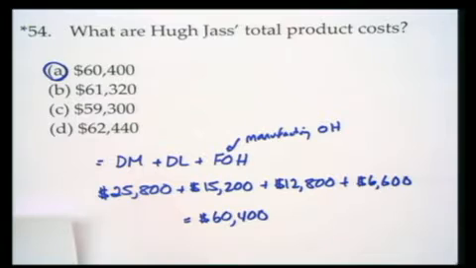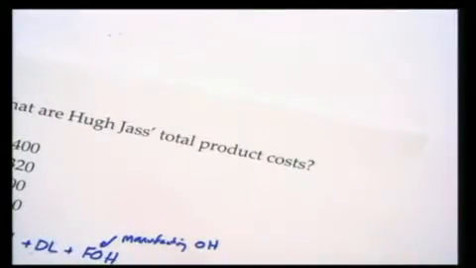$60,400. Okay, real simple. So again, think product costs. What are the costs that go into making the product? You need direct materials, you need direct labor, and you need a factory. One more time. Product costs are direct materials, direct labor, and factory, in this case, factory overhead.